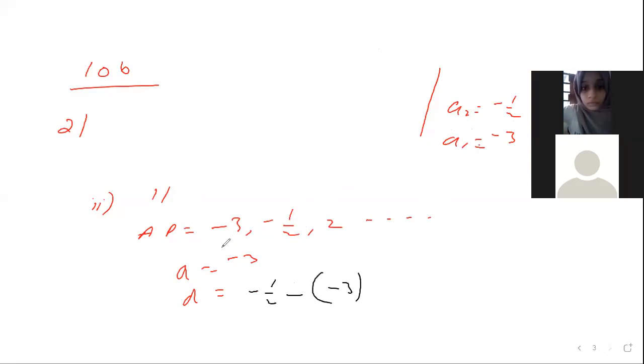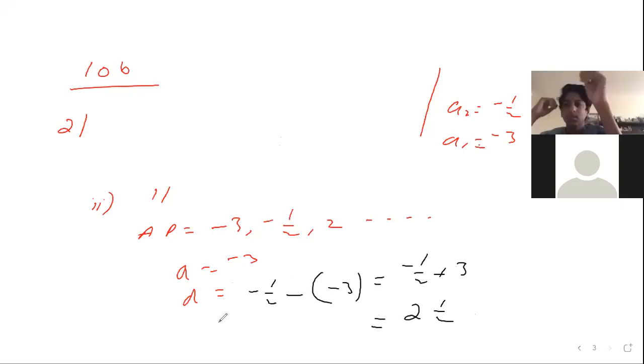D is A2 minus A1, minus half minus of minus 3. That means minus half plus 3, exactly what you told. This is 2.5. Minus half plus 3 is 2.5. All of you do this one and find out. All of you understood D? Yes, sir.